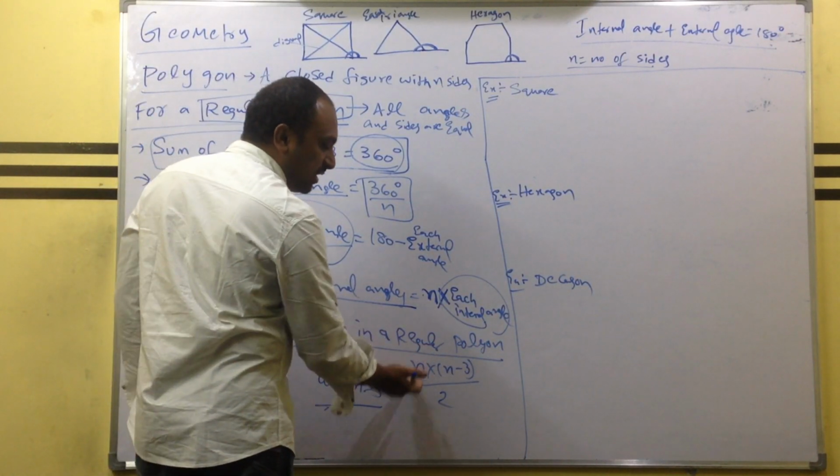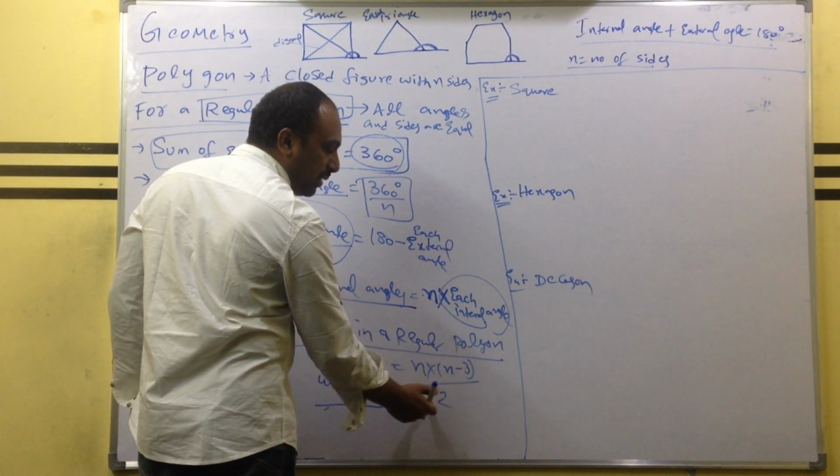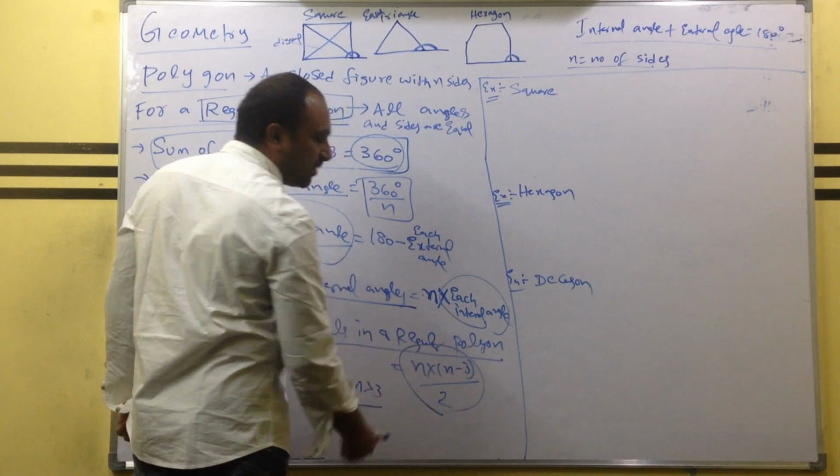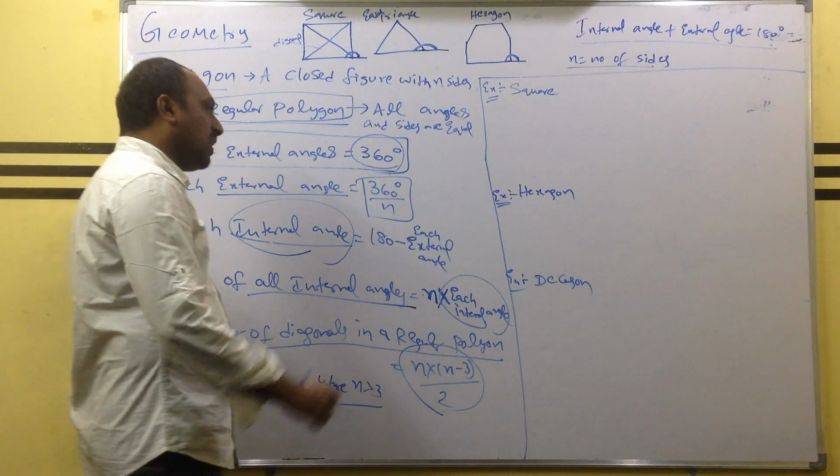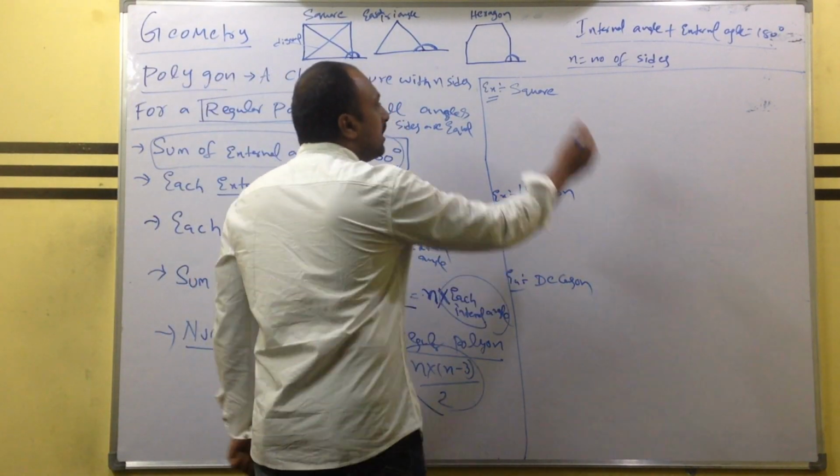So now what is the formula? n into n minus 3 by 2. This is the only formula I am suggesting you. n into n minus 3 by 2. Now, a very simple way of getting into the question.